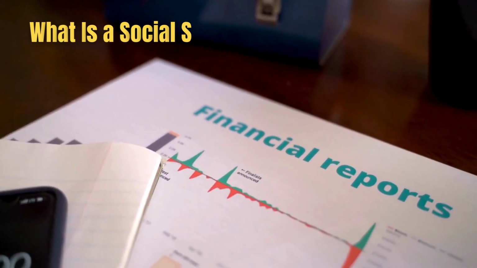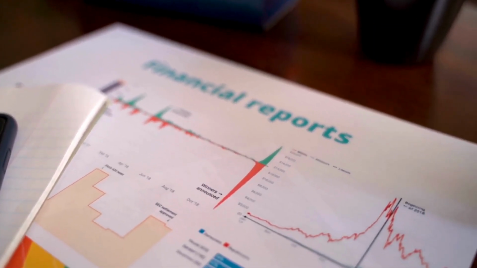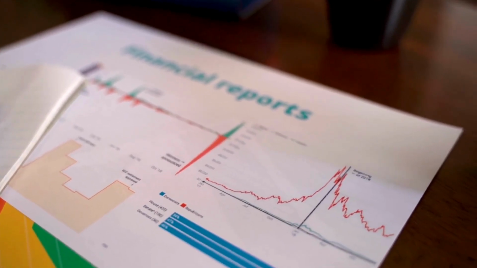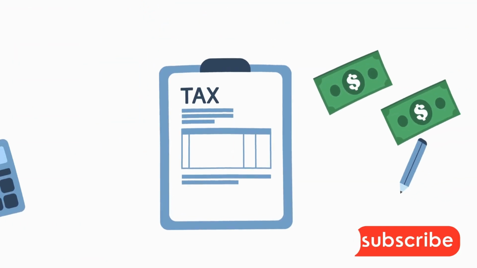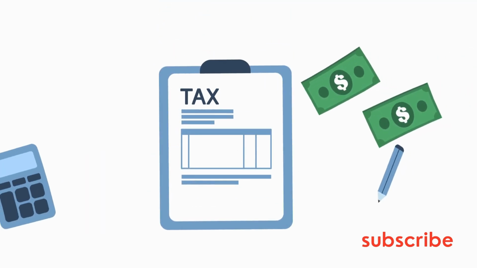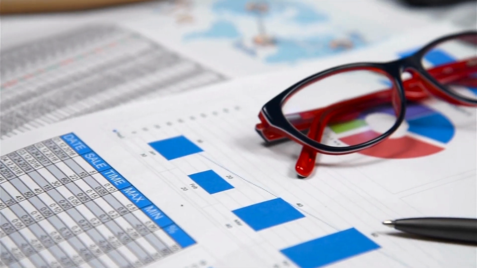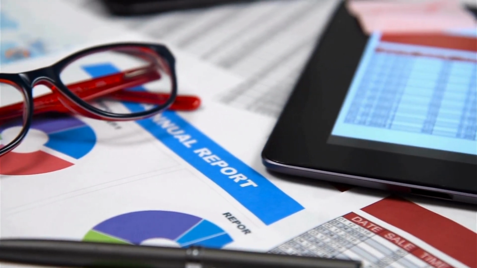What is a Social Security earnings record? Your Social Security earnings record lists all the earnings under your name and Social Security number reported to the Social Security Administration. This earnings record will be used to calculate your Social Security payments. Your Social Security earnings report is broken down by year on your annual Social Security statement.